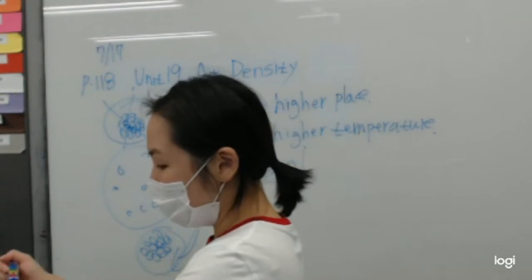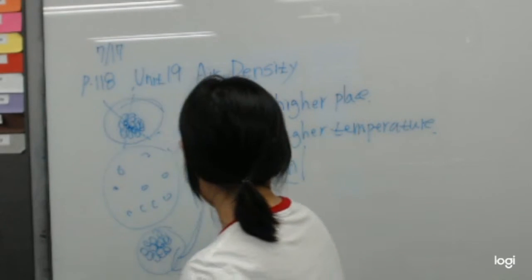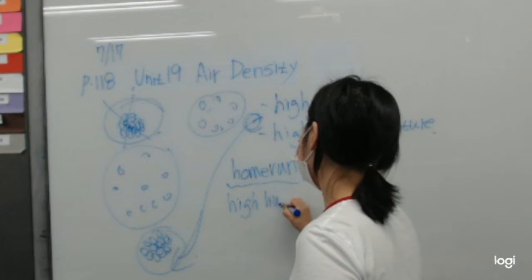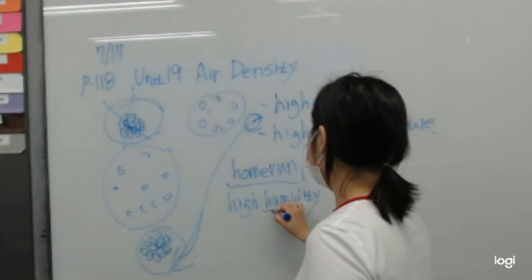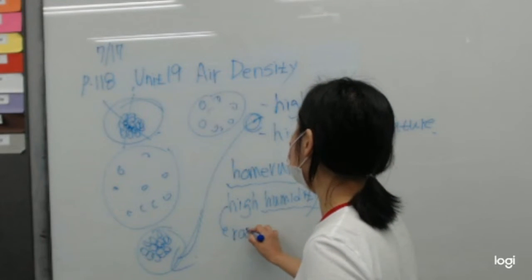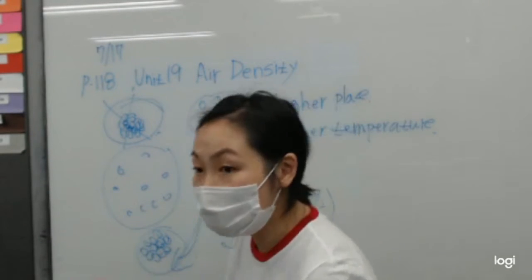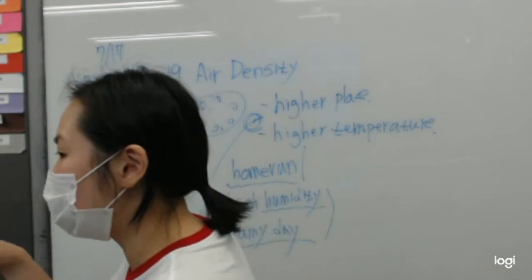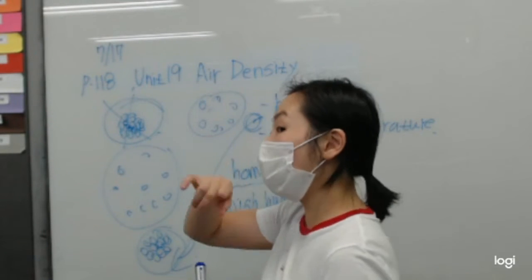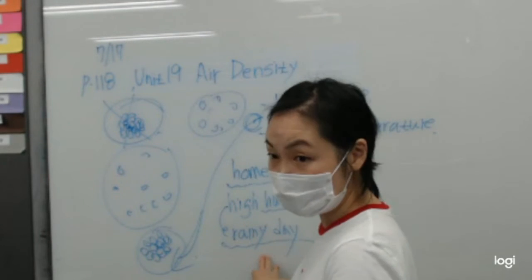Hot day. So high humidity also makes the air have a slightly lower density. However, baseballs don't actually travel further on humid days. Okay, so guys, what is high humidity? Humidity is like many water. Yes, a lot of water in the air, right? So high humidity is like a rainy day. Like a rainy day, actually the air density is lower, right? But guys, do they play baseball on a rainy day? No, because it's very humid, right? And they get wet. So they usually don't play baseball on a rainy day.